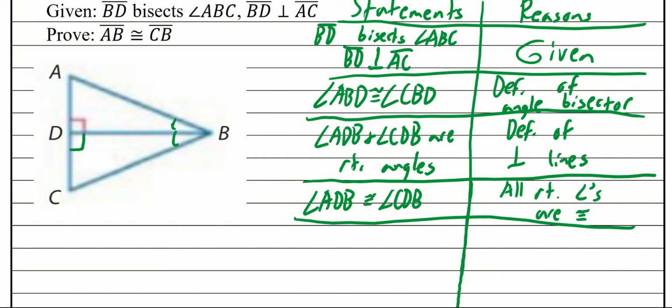And I go ahead and abbreviate as well. But all right angles are congruent. They're all 90. They're all going to be congruent to each other. Okay, so now we've got two pairs of angles, and now we just need one more step.